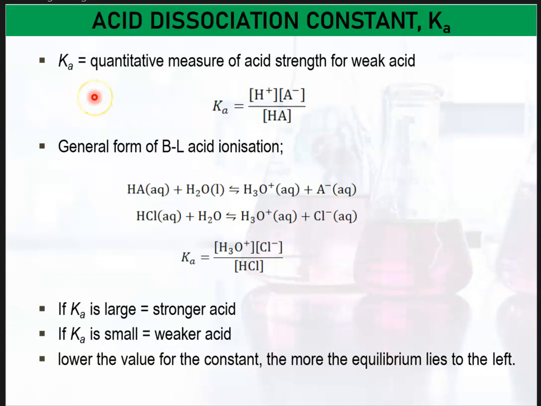So what is the acid dissociation constant, which is represented by capital K subscript A, Ka? We also call it Ka. It is a quantitative measure of acid strength for weak acid.